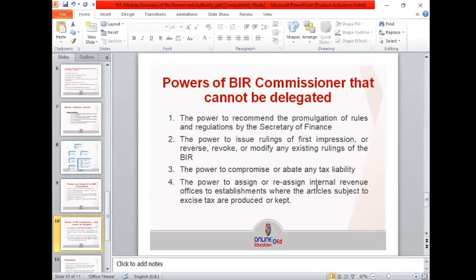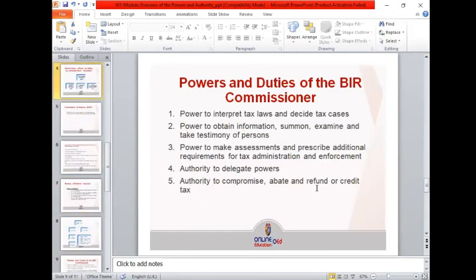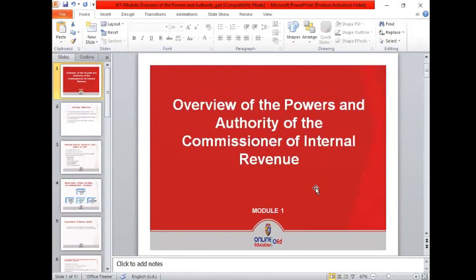The power to compromise or abate any tax liability cannot be delegated, because only the BIR commissioner can compromise or give some consideration when it comes to the tax liability of the taxpayers. And the power to assign or reassign internal revenue officers to establishments where articles subject to excise tax are produced or kept. So that will be our topic for today in module 1, week 1, about the overview of the powers and authority of the BIR commissioner.